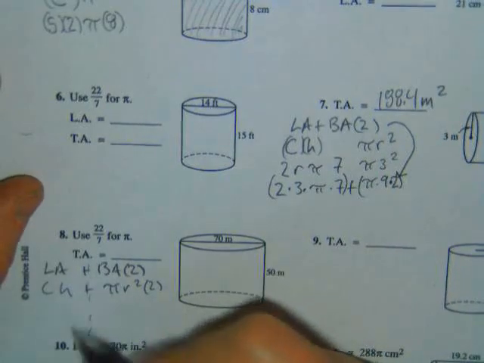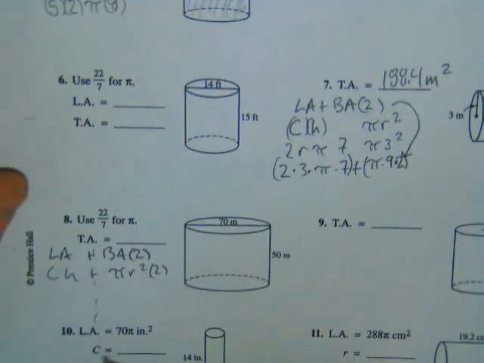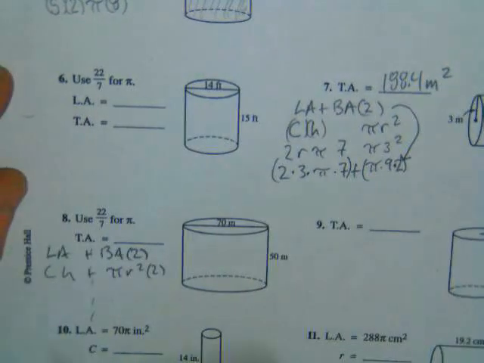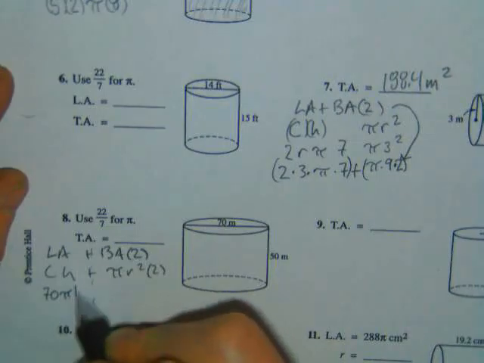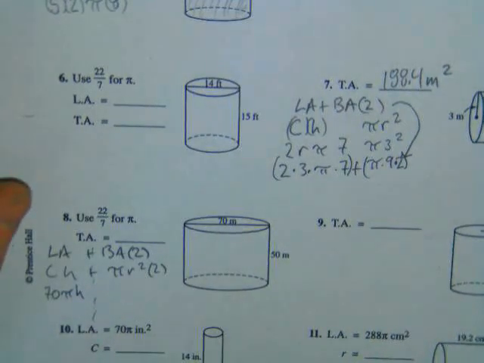Lateral area, circumference times height. I'm going to use diameter this time. So 70 is the diameter, 70 pi times height. And the height is, hey, it's Fitty.